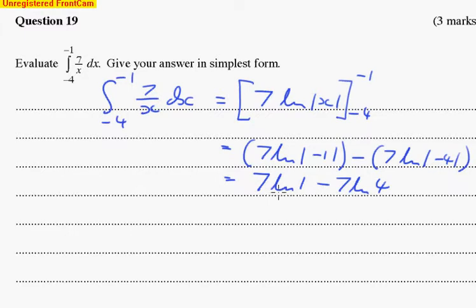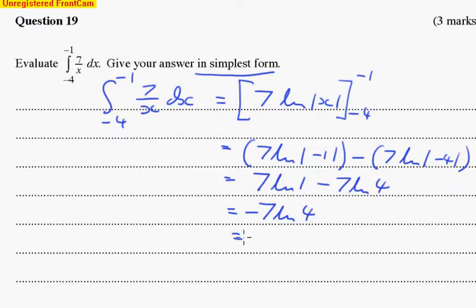Now the log to any base of 1 is 0. So this simplifies further to -7 ln 4. The question asks us to give this in its simplest form. Well, 7 ln 4 is pretty simple. I will just turn 4 into its prime factors. Some people do think of that as being a little bit simpler than a number like this.